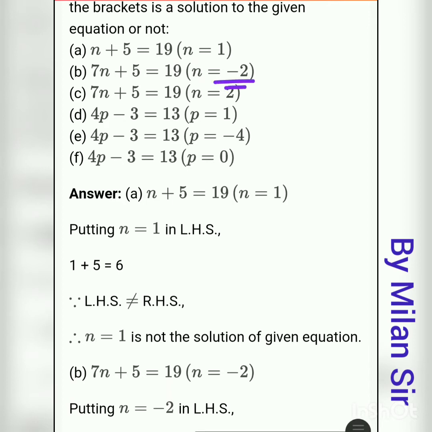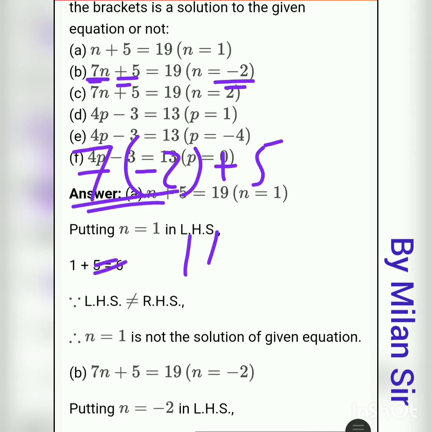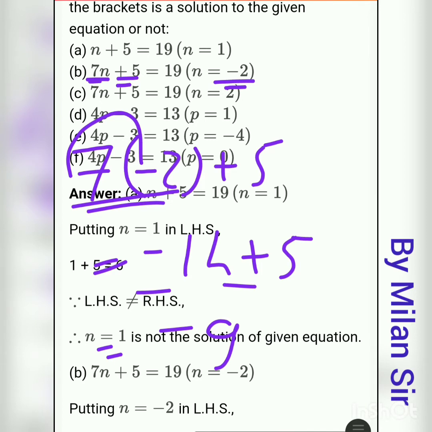Now put n is equal to minus 2 here. So 7n means 7 multiplied by n. In place of n, write minus 2, plus 5. So 7 times minus 2 is minus 14, plus 5. Now minus 14 plus 5 is minus 9, because the bigger number 14 has the negative sign. So here we get the answer minus 9.